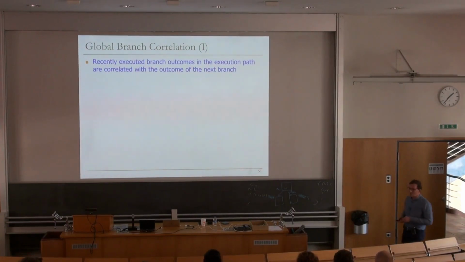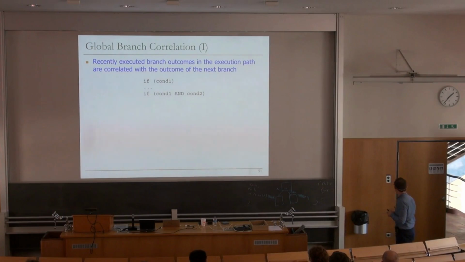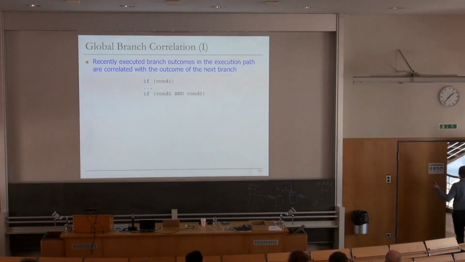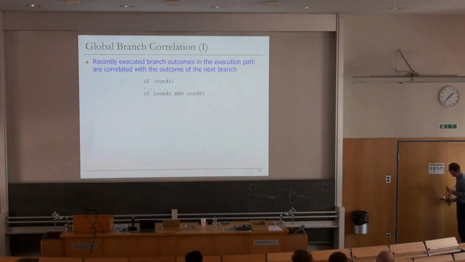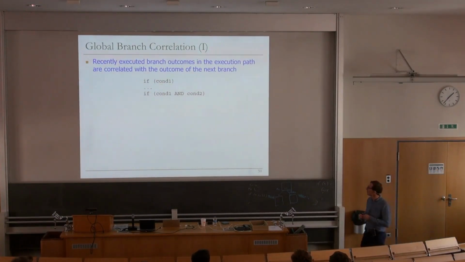So this is the observation. Recently executed branch outcomes and the execution path are correlated with the outcome of the next branch. I'll give you examples. I actually borrowed this from a paper that I really like, that I'm going to reference later on, that really analyzes why these branch predictors work.